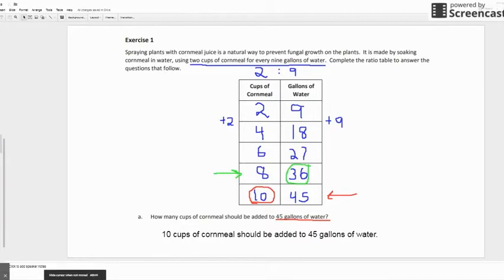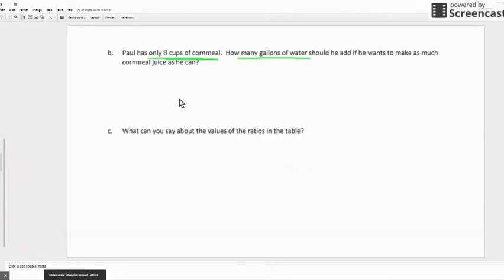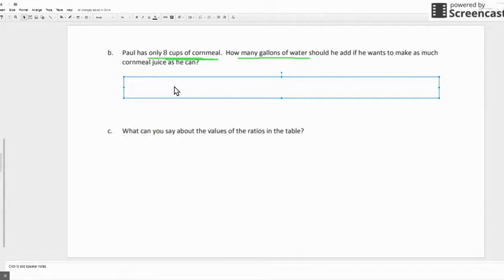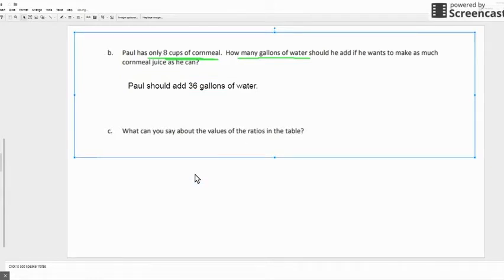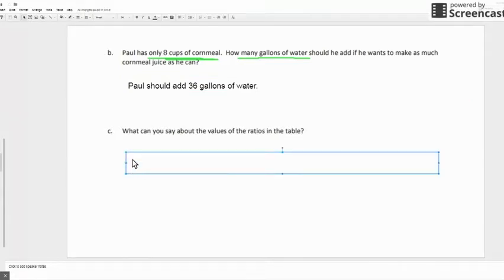So let's go ahead and type out an answer. So what would Paul need? Paul, or what should he add? Paul should add 36 gallons of water. There you go. There would be the answer. All right, let's go ahead and go over the last one as well.